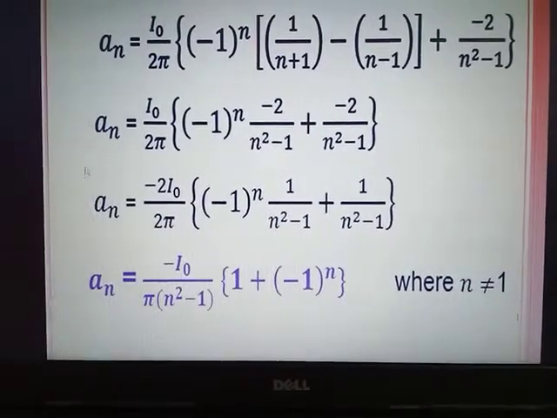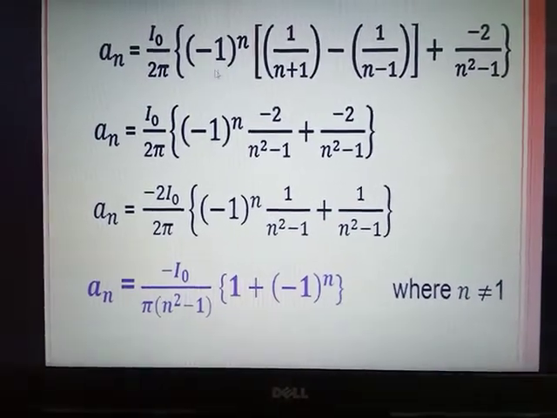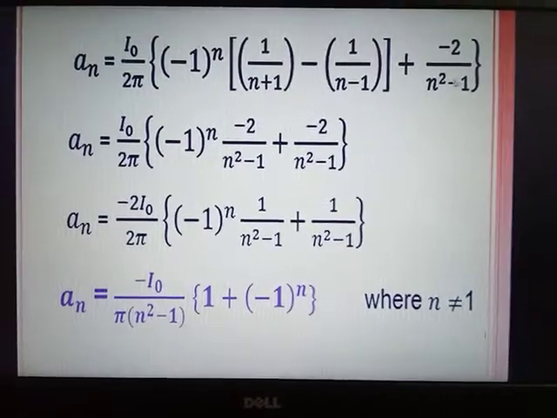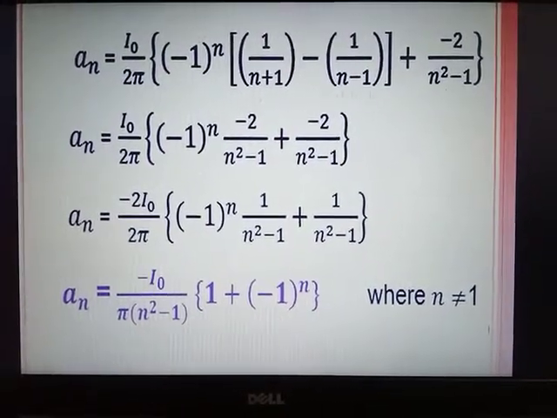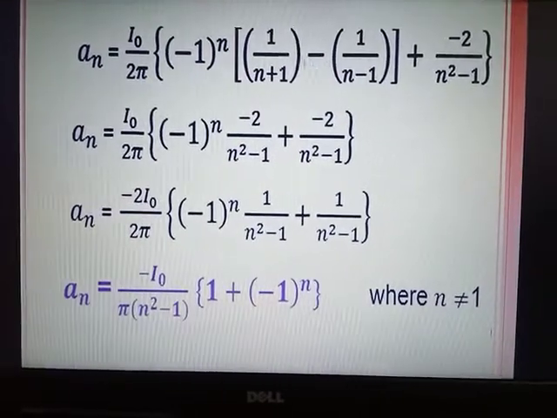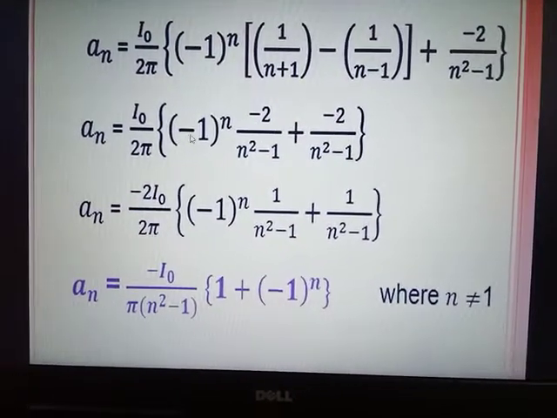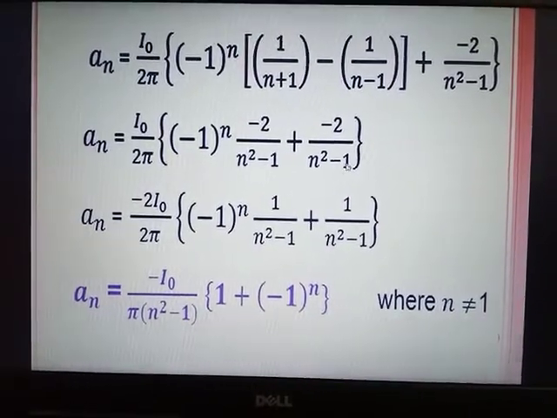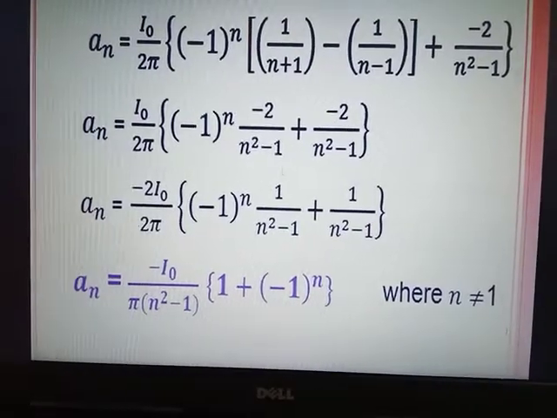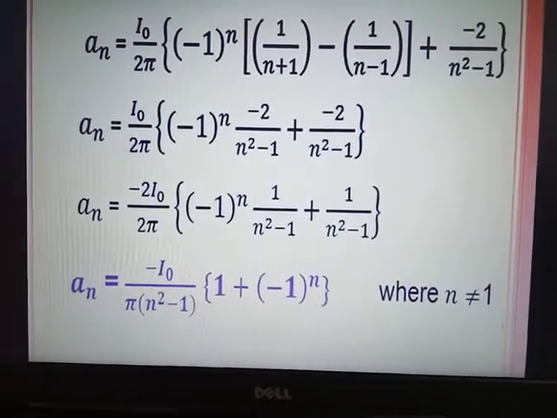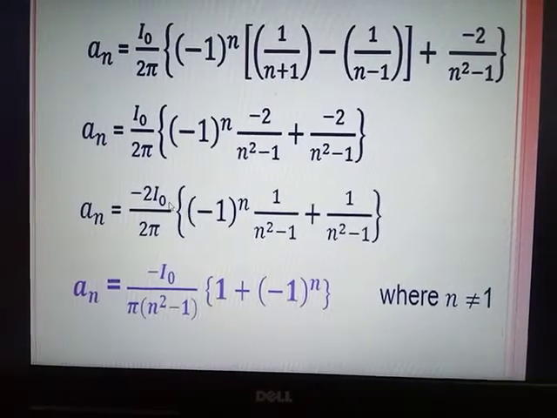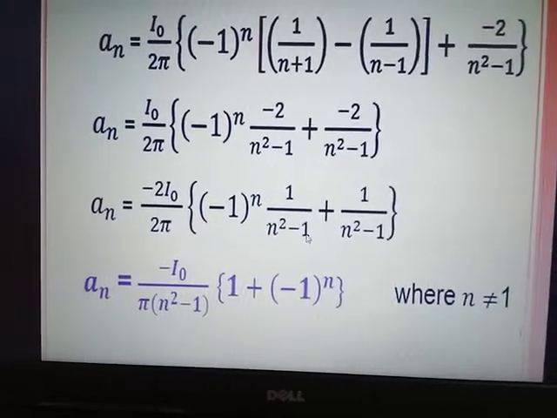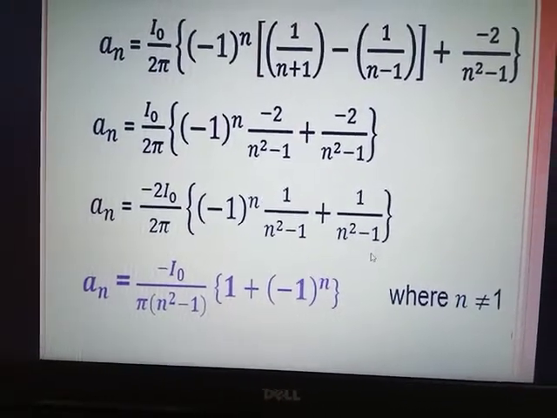We get a_n is equal to I_0 by 2π minus 1 raised to n, 1 divided by n plus 1 minus 1 divided by n minus 1, plus minus 2 divided by n squared minus 1. On taking LCM and simplification, we get minus 1 raised to n, minus 2 divided by n squared minus 1, plus minus 2 divided by n squared minus 1. Then in these two terms, minus 2 is common, take it outside. a_n is equal to minus 2 by I_0 by 2π, minus 1 raised to n, 1 divided by n squared minus 1 plus 1 divided by n squared minus 1.